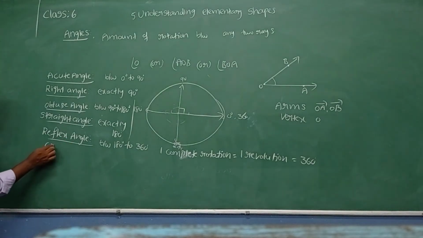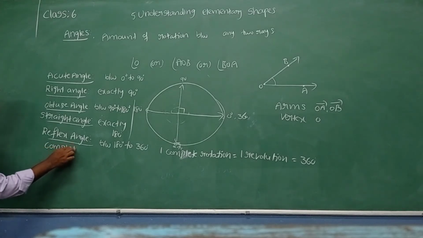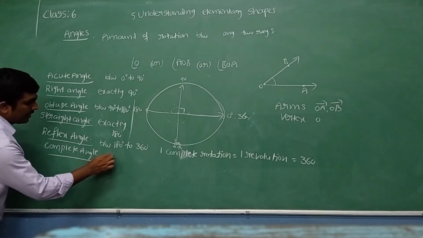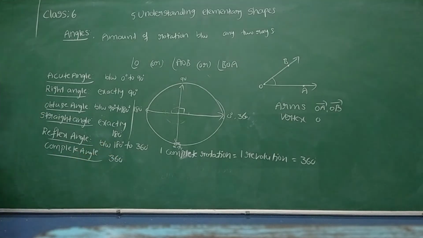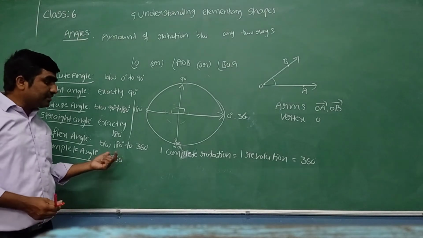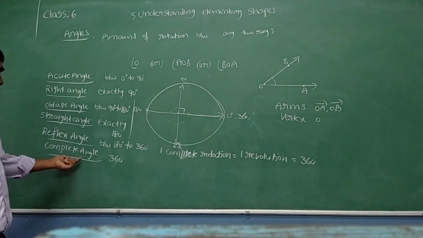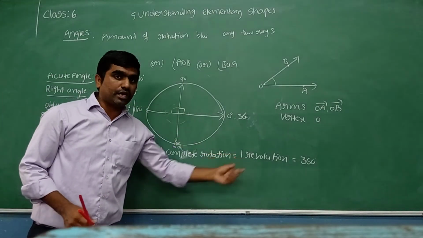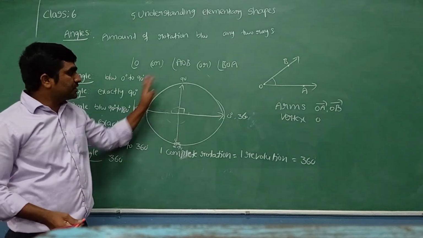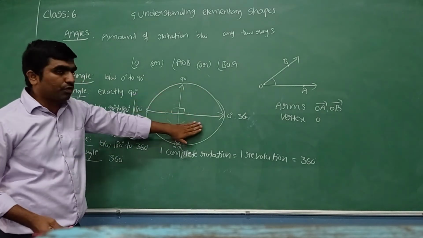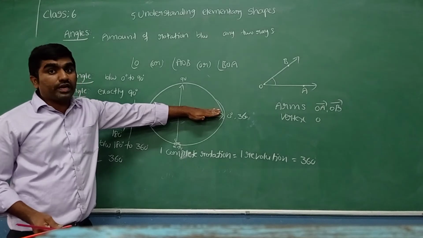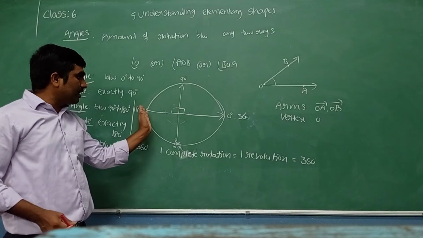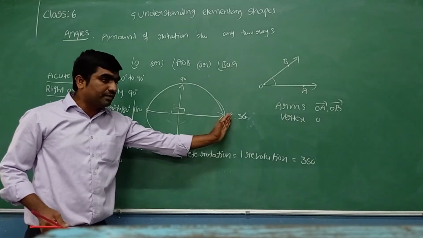What is meant by complete angle? Complete angle means an angle whose measure is exactly 360 degrees. It is called a complete angle. That one complete rotation is treated as one revolution. See, this total revolution I am dividing into 4 parts. Every time I rotate, it increases by 90 degrees: 0 plus 90, 90 plus 90 is 180, 180 plus 90 is 270, 270 plus 90 is 360.